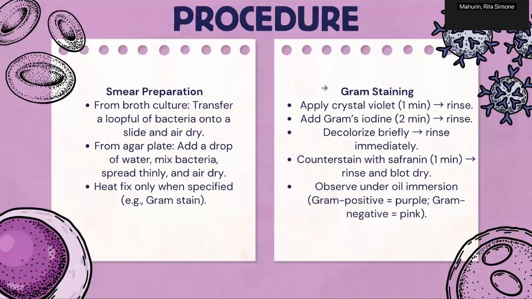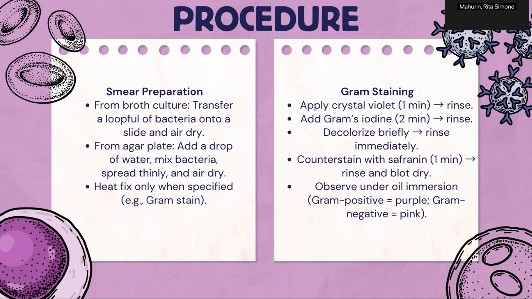Now in the procedure, you can see that depending on our purpose or the type of staining we were attempting to do, we didn't use all of the different staining dyes. So for example, for the smear preparation, we used the broth culture. We transferred a loopful of bacteria onto a slide and we air dried it. We did use a hot plate to air dry it.